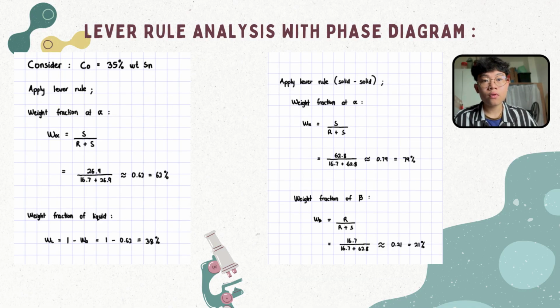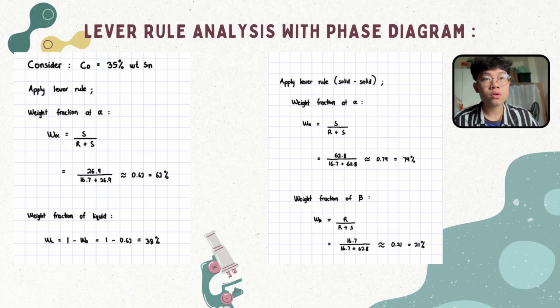Before we calculate it, we have to apply the lever rule. So the weight fraction of alpha, W_alpha, is equal to S over R plus S. So we can get 26.9 over 16.7 plus 26.9, and then we get 62%. After that, we have to calculate the weight fraction of liquid, which is W_L. We have to use this formula: 1 minus W_alpha. So our W_alpha is 62%, which is 0.62, and we can do 1 minus 0.62, and then we get 38%.